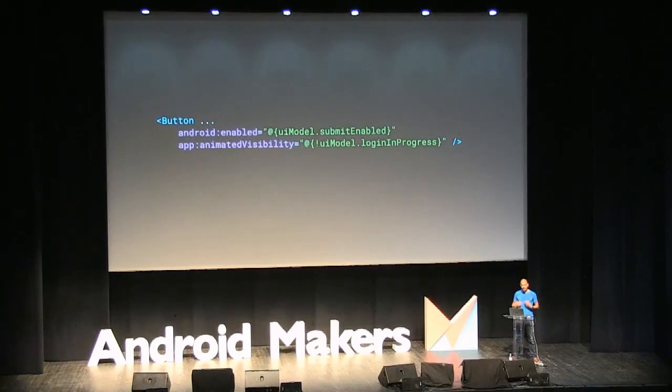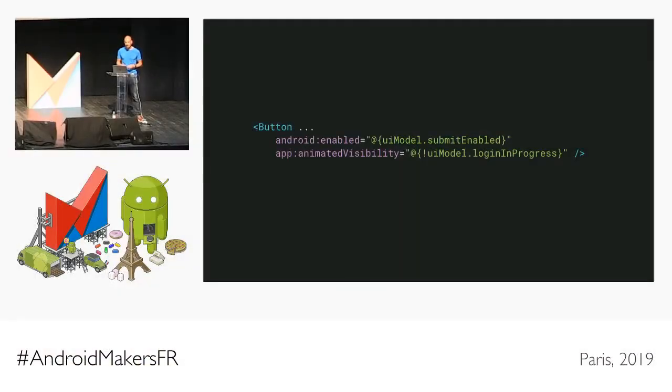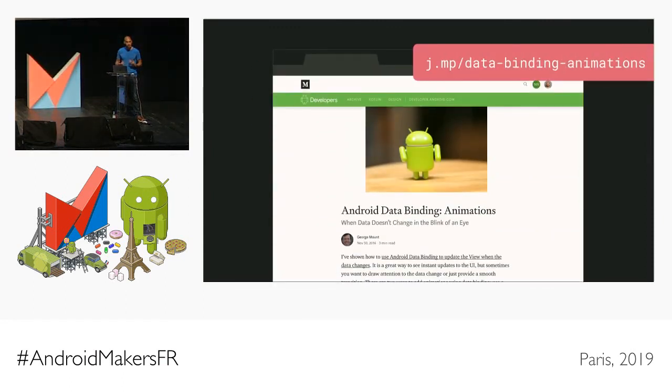We can go ahead and instead write our own binding adapter, which is data binding's way of adding custom logic to this process. So here, let's create an animated visibility change in order to animate those changes. This is going to build upon a technique from George Mount from the Android framework team, who wrote a blog post, which I highly encourage you to check out.